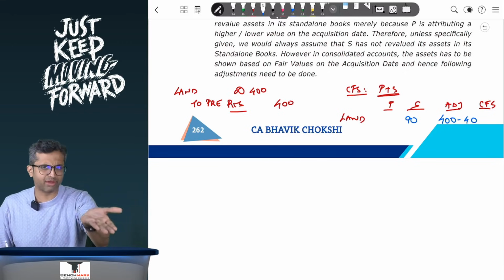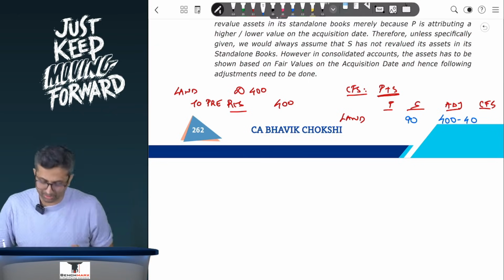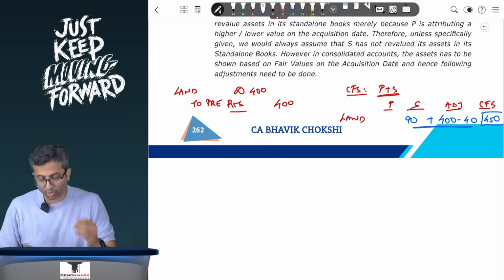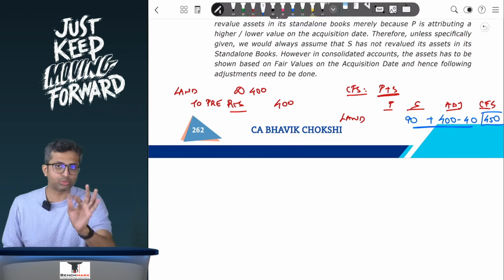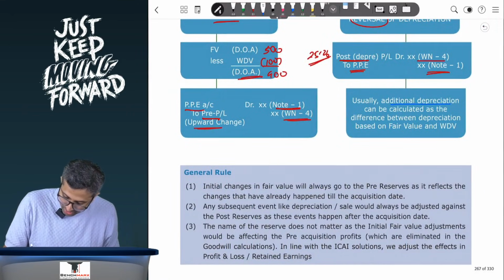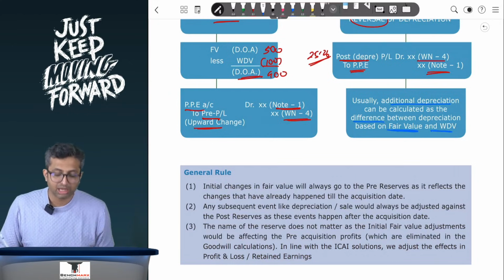400 because the value is higher by 400, 40 less because the additional depreciation should be incorporated, and hence this answer would have come to ultimately 450, and 450 is nothing but 500 minus 50, and that will give you the logical answer. The general rule: usually additional depreciation will be calculated as the difference between the depreciation based on fair value, that was 50, and based on WDV, that was 10, so that is 40 rupees.